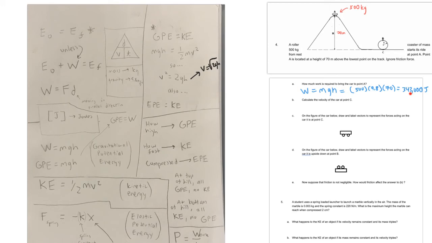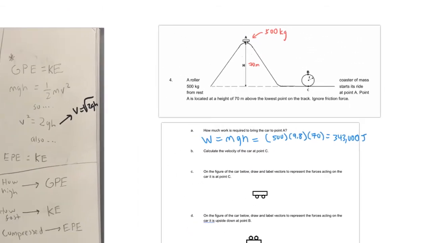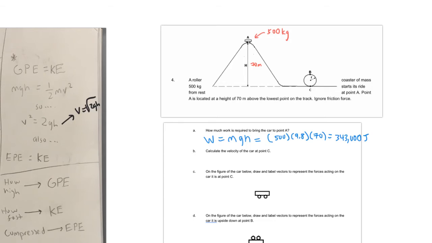It's 343,000, right? So we could say that the work, 343,000, equals kinetic energy and do this whole thing, or we could just simply use this thing, right? So velocity equals the square root of 2 times g times h. I think I'm going to go with that one. I think I'm going to spare myself any confusion and just use that one.